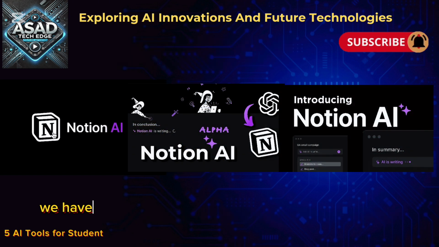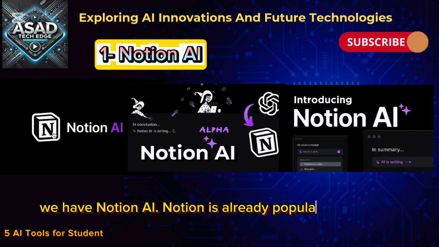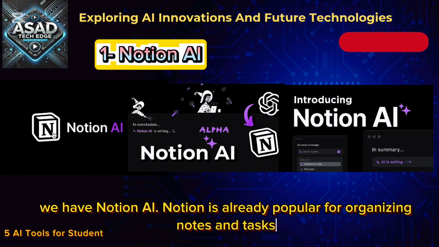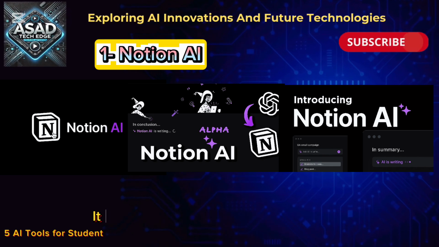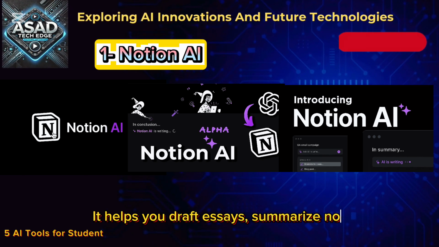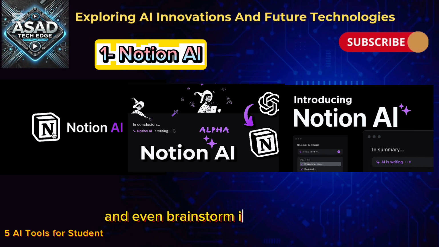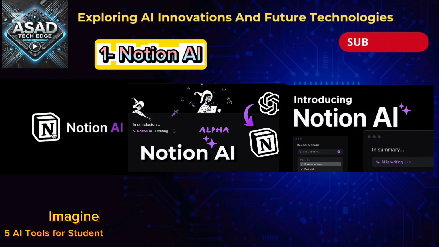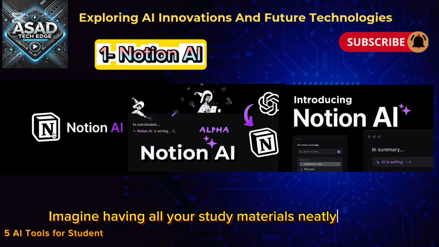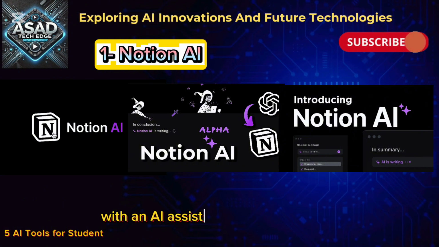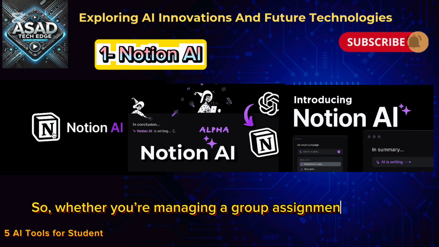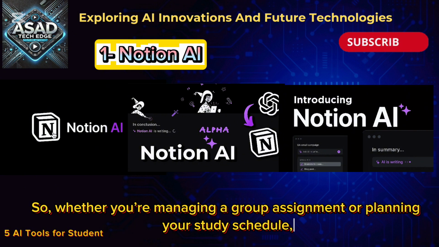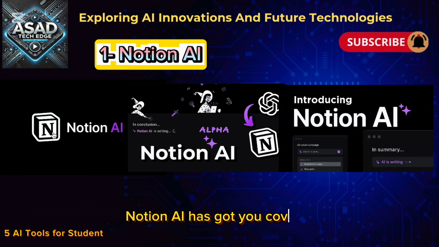First up, we have Notion AI. Notion is already popular for organizing notes and tasks, but its AI feature takes things to the next level. It helps you draft essays, summarize notes, and even brainstorm ideas for projects. Imagine having all your study materials neatly organized, with an AI assistant to simplify revisions. So, whether you're managing a group assignment or planning your study schedule, Notion AI has got you covered.